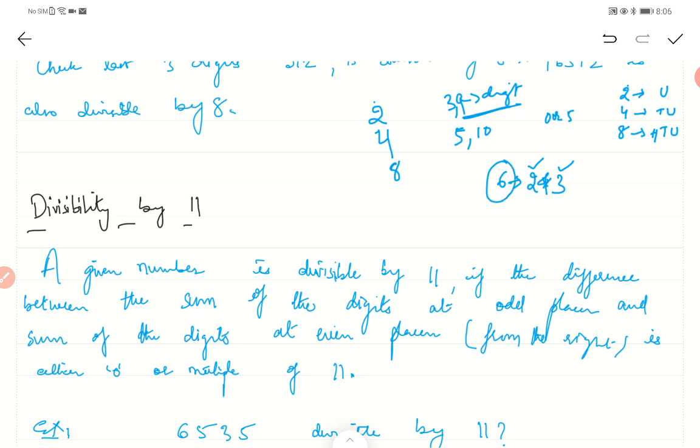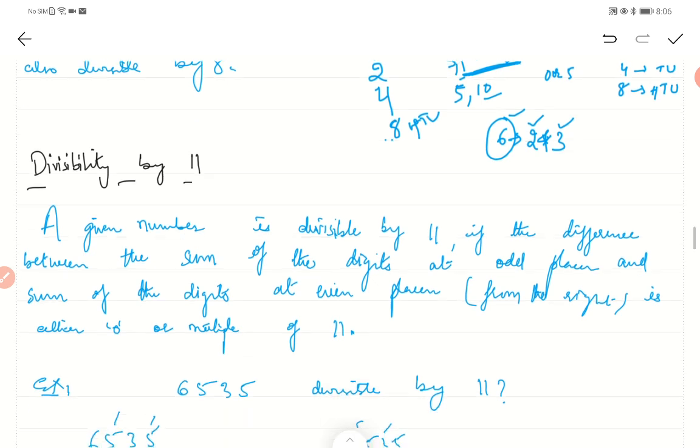2, 3, 4, 5 are finished. 6 is this. 7 you don't have. 8 is what? You will check the units, tens, hundreds place. 9 is digital root, just like 3. 10 is finished. 11 is left out. We will do this in the next video.